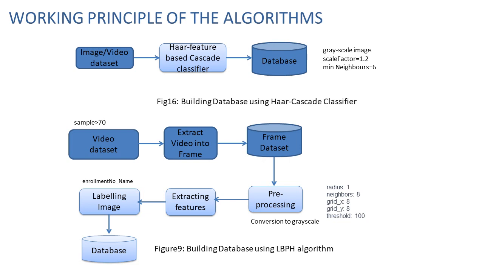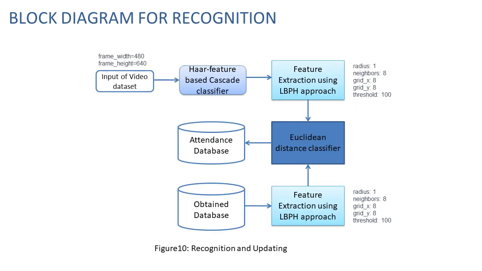So for the LBPH algorithm, first the video dataset is taken, and up to 70 pictures are taken, which are extracted into frames. From the frame dataset, pre-processing is done, which means conversion to grayscale, and then the features are extracted. After the features are extracted, we label the images with enrollment number and name. For the feature extraction part, we set the parameters as radius 1, neighbors 8, and threshold 100. These are the parameters that we use for extracting the features.